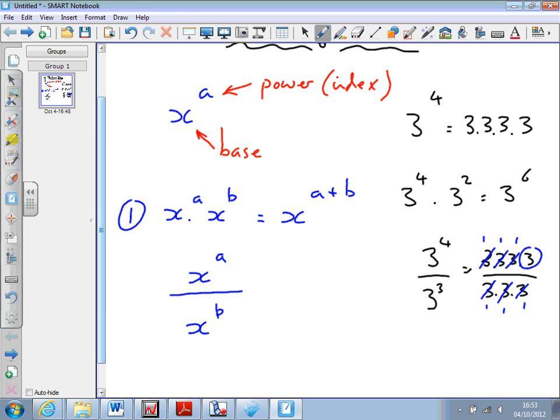And 4 minus 3 gives me that. So I can actually subtract the powers. Equals x to the a minus b. And that's commonly referred to as the second law of indices. Subtract the bottom power from the top power, or the top power minus the bottom power.